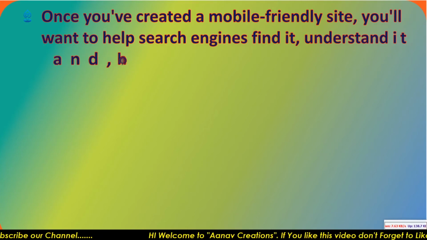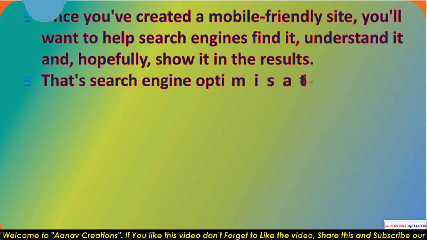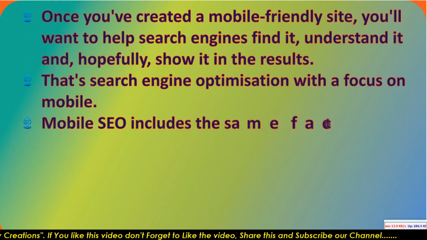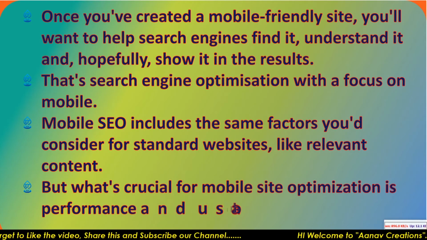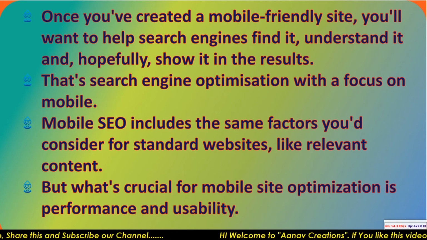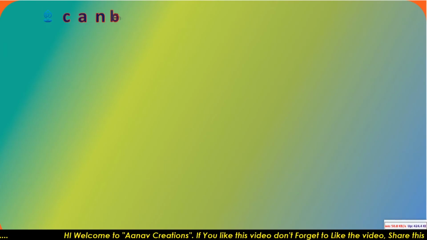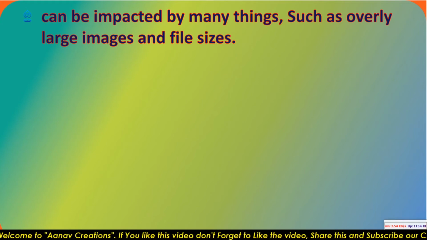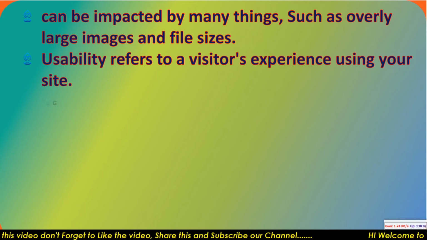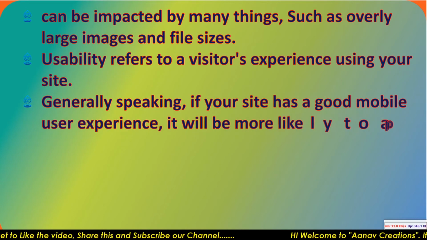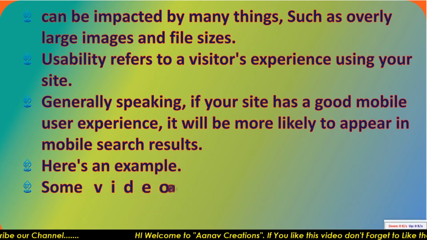Once you have created a mobile-friendly site, you will want to help search engines find it, understand it, and hopefully show it in the results. That's search engine optimization with a focus on mobile. Mobile SEO includes the same factors you consider for standard websites, like relevant content. But what's crucial for mobile site optimization is performance and usability. Performance is how quickly a site loads and how it works, and it can be impacted by many things such as overlays, large images and file sizes. Usability refers to a visitor's experience using your site. Generally speaking, if your site has a good mobile user experience, it will be more likely to appear in mobile search results.